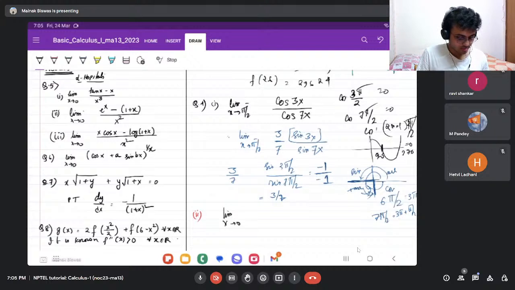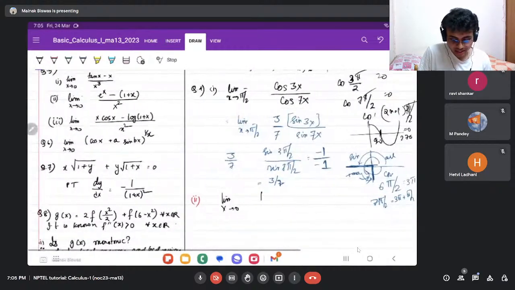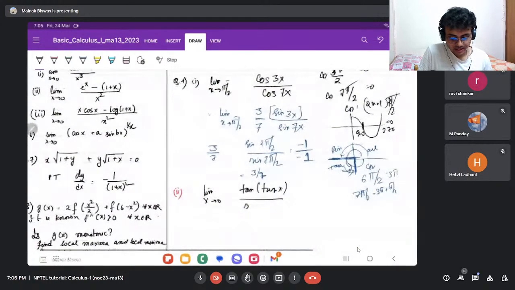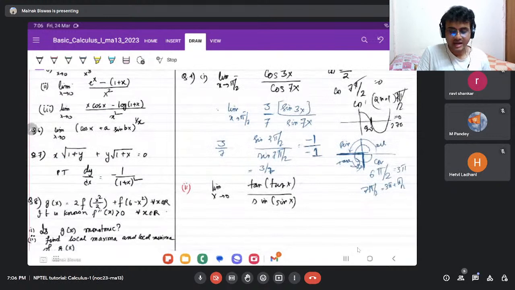Yeah, correct. Great. So tan of tan x by sine of sine x. It's a 0 by 0 form at x equal to 0. Tan x is 0, right? Sine 0 is 0.